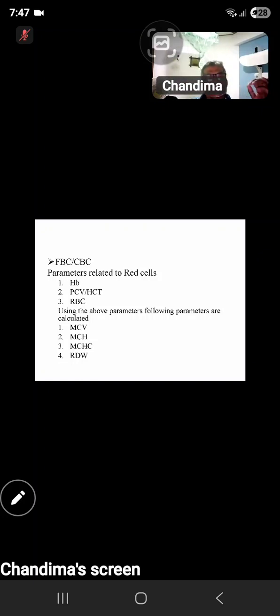So because of that, in some machines, they estimate hemoglobin value, PCV or HCT, and RBC. With the use of these parameters, they calculate the following parameters: MCV, MCH, MCHC, and RDW. MCV means mean cell volume, or the average volume of a cell. Mean cell volume means average volume of a cell.